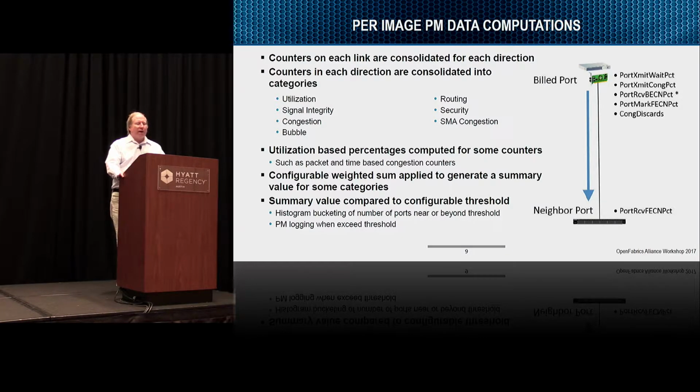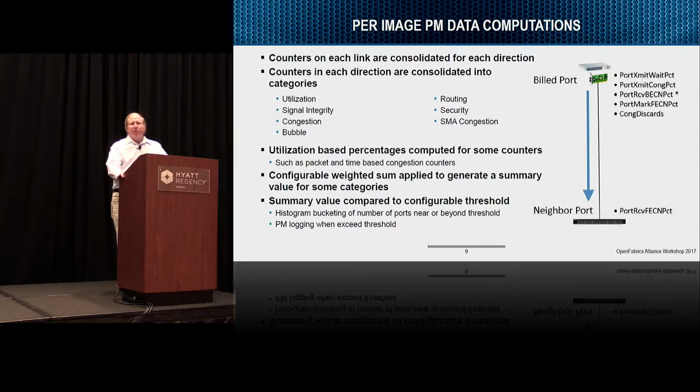And we organize them, as I was saying earlier, into these different categories of information. Utilization being a very important one, signal integrity helping us to identify bad cables or faulty components in the fabric, congestion being another very important one, and then there's other operational considerations like routing and security and SMA congestion. For many of the counters, we allow the sysadmin to configure a weighted sum, deciding how they want to weight these together to represent a single numeric value for the given category of information.